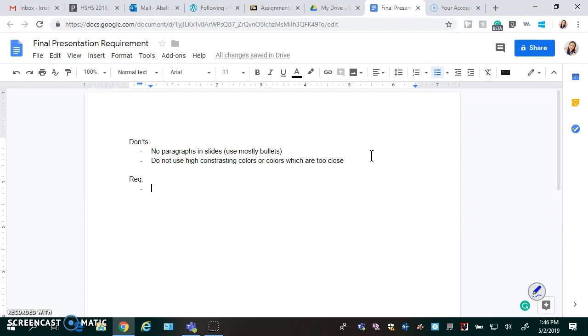So first you need to have a title page. Remember, you're using MLA style, so you want to put your name, my name, the class, which is English 112, and the date. That needs to be on the title page, and basically what you're going to be talking about.